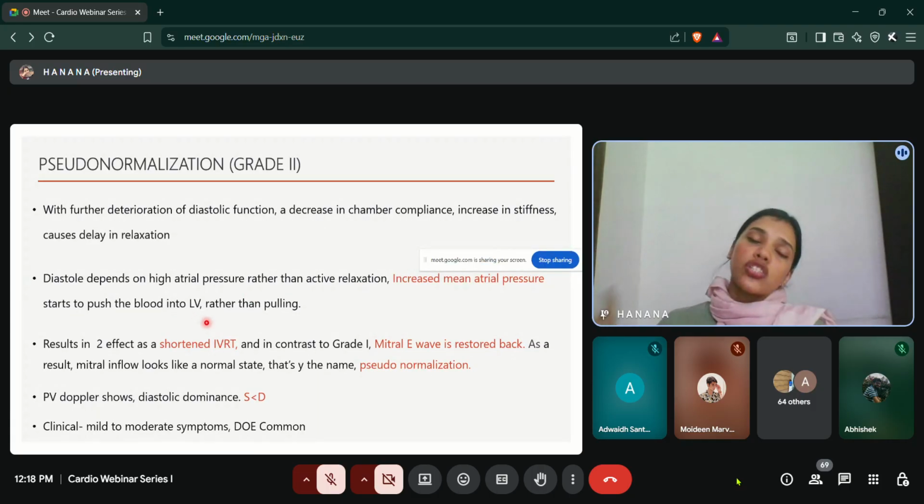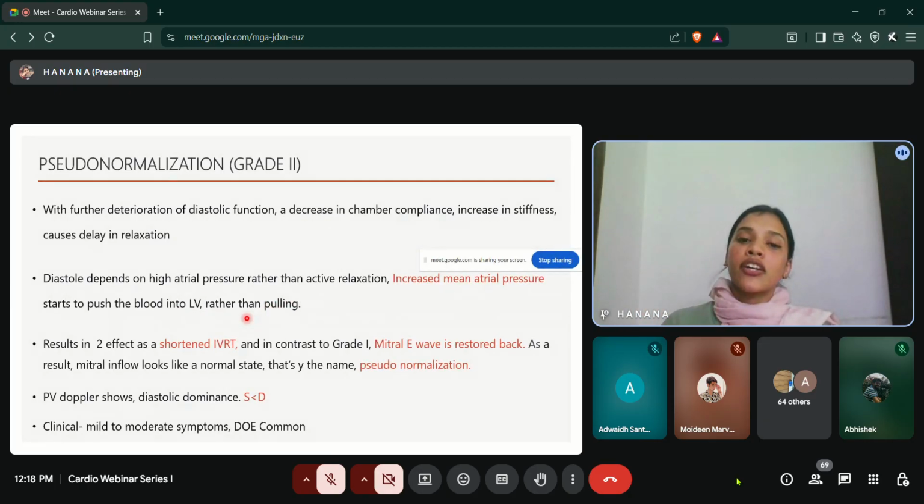So it starts to push the blood into the left ventricle. Okay, it tries to make the pressure very much higher from my side. I will try to solve the problem from my side, even if he's not cooperating. So he tried to increase the pressure, and there is this increased mean atrial pressure in the atria, and he started to push the blood rather than pulling.